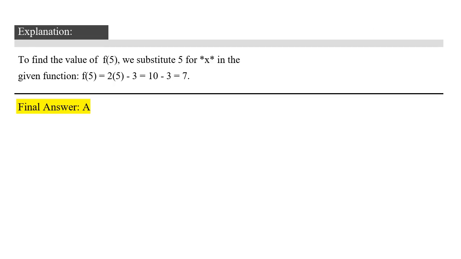To find the value of f(5), we substitute 5 for x in the given function. f(5) = 2(5) − 3 = 10 − 3 = 7.